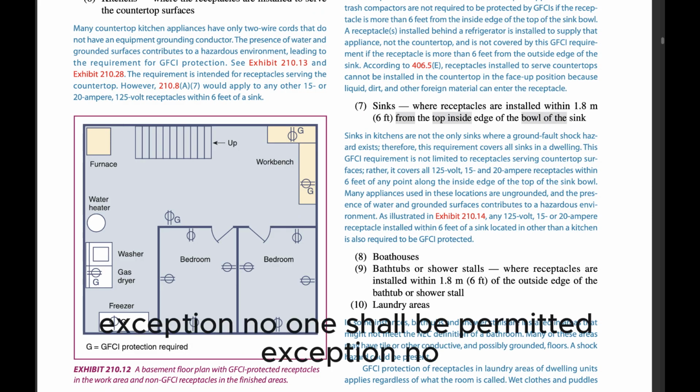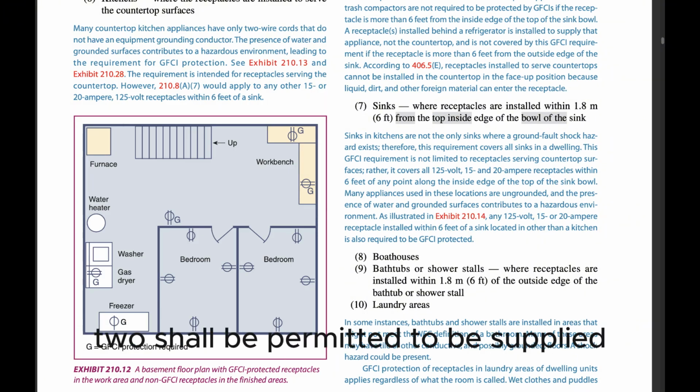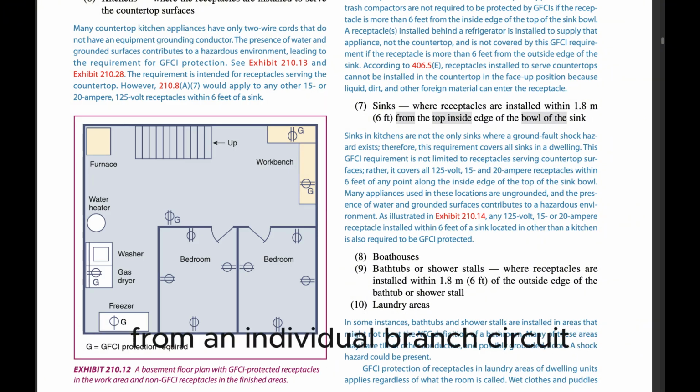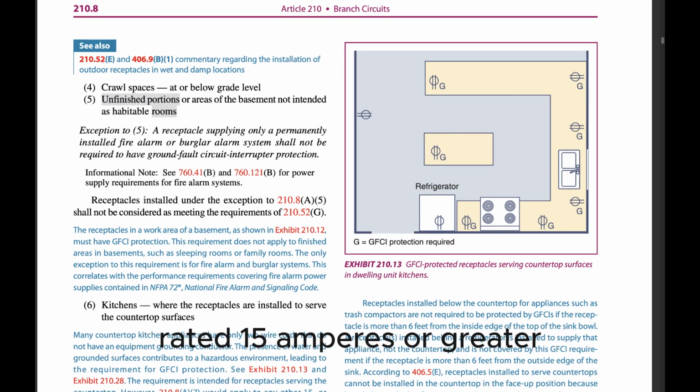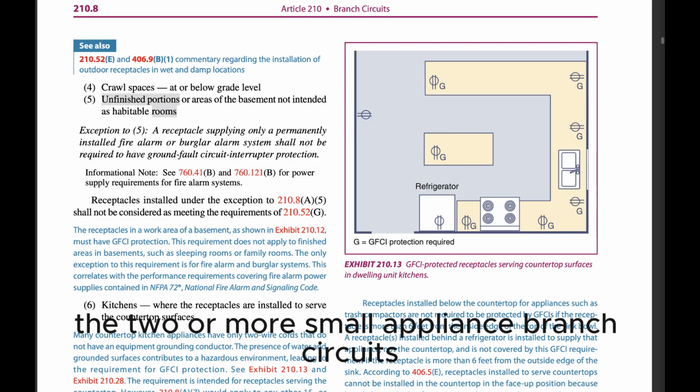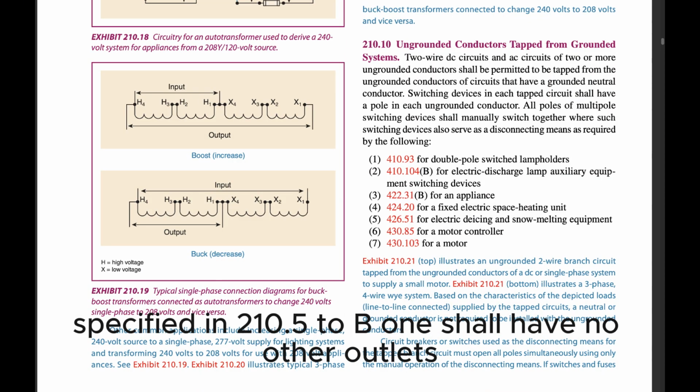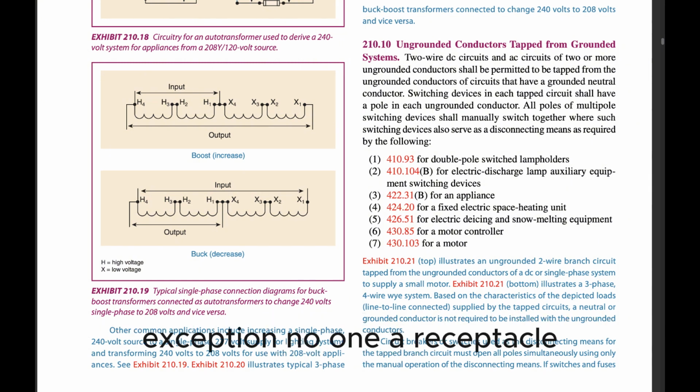Exception no. 1. In addition to the required receptacles specified by 210.52, switched receptacles supplied from a general-purpose branch circuit as defined in 210.70(A)(1) Exception no. 1 shall be permitted. Exception no. 2. The receptacle outlet for refrigeration equipment shall be permitted to be supplied from an individual branch circuit rated 15 amperes or greater.